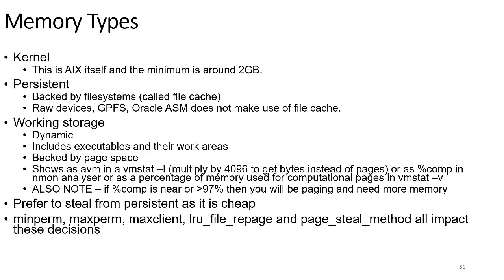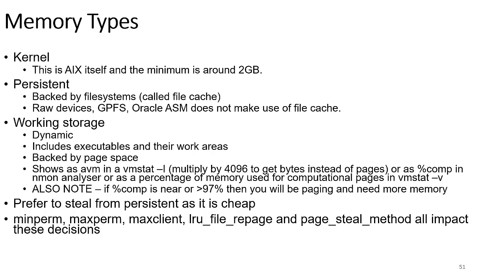So there are 3 types of memory. There's kernel memory, persistent memory, and working storage. Kernel memory is AIX itself. The minimum's around 2 gig. It varies depending on what you put in the kernel. Persistent memory is the stuff that's backed by file systems. We call it the file cache. It is basically everything that you're reading in and out, except that raw devices, GPFS or Spectrum Scale, Oracle ASM, those do not make use of the file cache. This is a number that fluctuates depending on how much I/O you have coming in and whether or not you're using concurrent I/O or direct I/O and a number of other things.